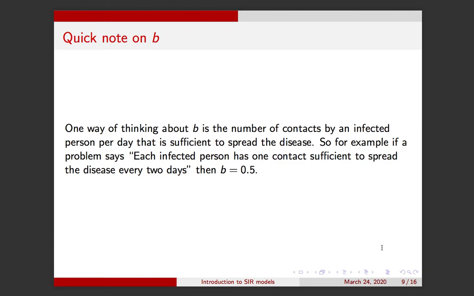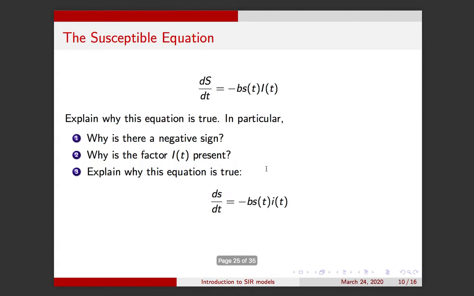Okay, so just a quick note on B here. One way of thinking about B is the number of contacts by an infected person per day that's sufficient to spread the disease. So again, think about coughing on people, right? Not guaranteed to spread the disease, but sufficient to. It's possible to. So if you see this in the homework, each infected person has 1 contact sufficient every 2 days. That's 1 per 2 days, right? 1 per 2 is 0.5. So just keep that in mind when you do the homework.